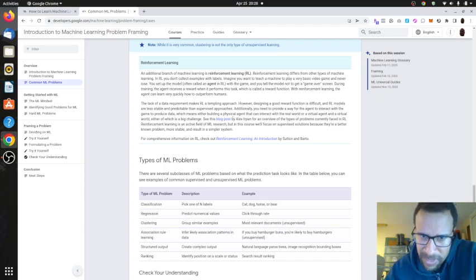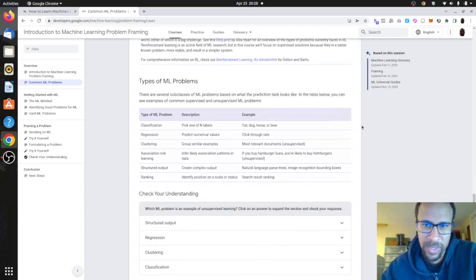Reinforcement learning is an active field, but in this course, we will focus on supervised solutions because they're a better known problem, more stable, and result in a simpler system. And it's also easier to teach because you can just throw a data set at me and you know the answer already. But with unsupervised or reinforcement learning, one, it's harder, and two, you don't really know what the right answer is, so you can't really test me. Sure.